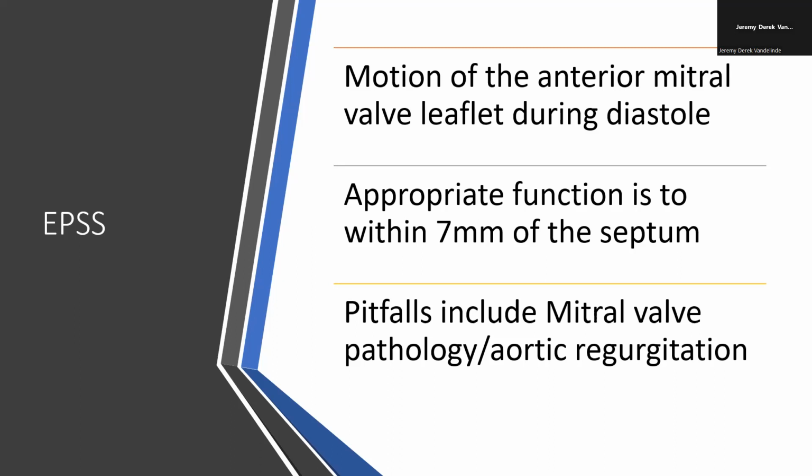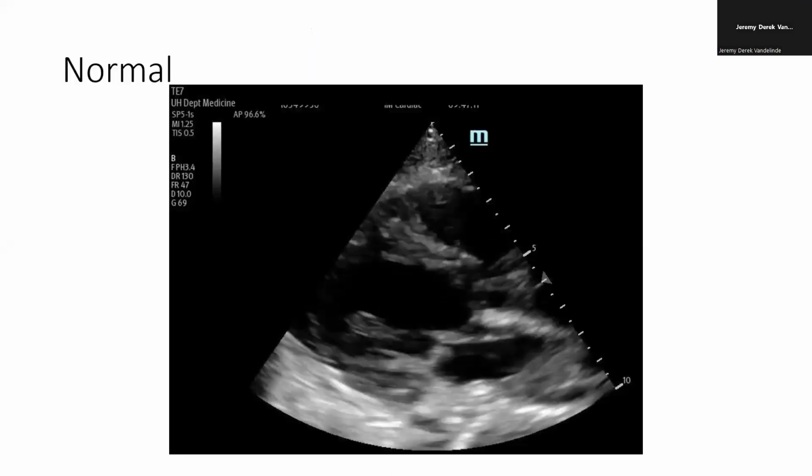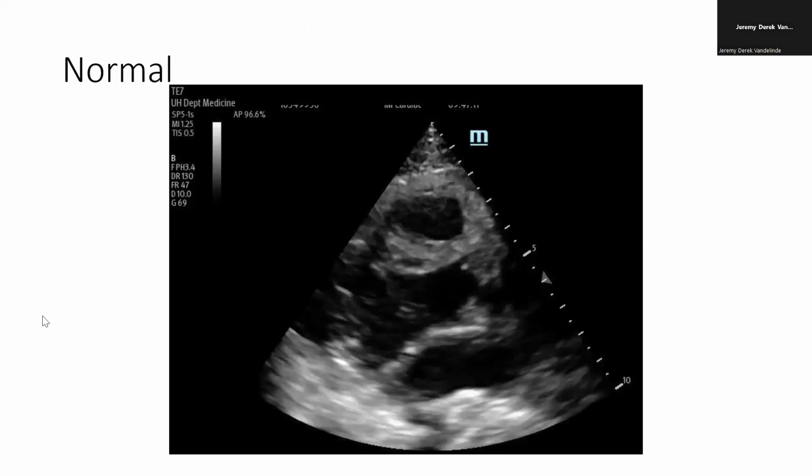Pitfalls of this include mitral valve pathology. You can imagine that if you have mitral annular calcification or tethering of the valve leaflets, you might not see the anterior mitral valve leaflet be able to make it to the septum. Moreover, if there's aortic pathology or aortic regurgitation in particular, you can imagine blood blowing back during diastole, propping the anterior mitral valve leaflet away from the septum, at which point you can get a falsely positive EPSS.